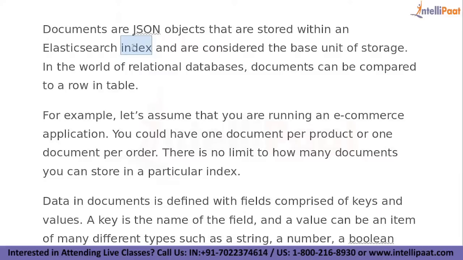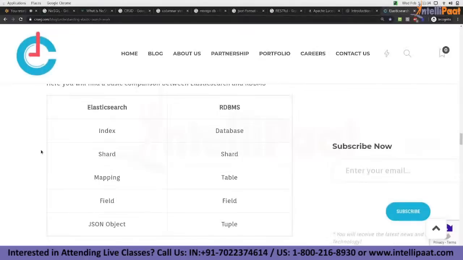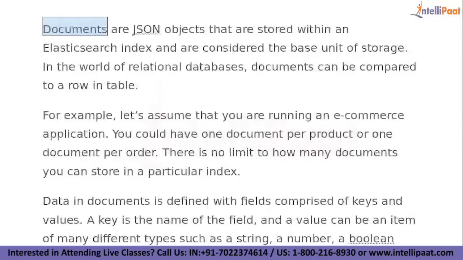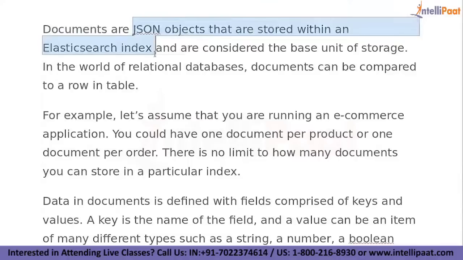In terms of your comparison, it is a single unit of information. For example, you have one row. One row has columns and row values. The column will tell name, and in the row it will have Gautam, first name, last name, the data. That complete information is called a document. So documents are JSON objects that are stored within an Elasticsearch index. Index means the actual database. Documents are considered the base unit of storage. In the world of relational databases, documents are compared to a row in a table. One document, one row. Here, one document, one JSON object.